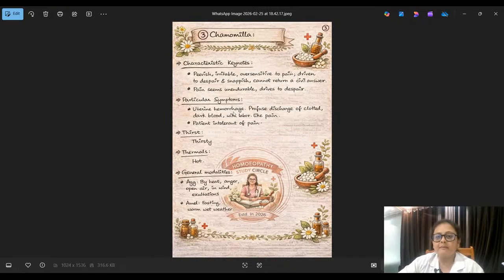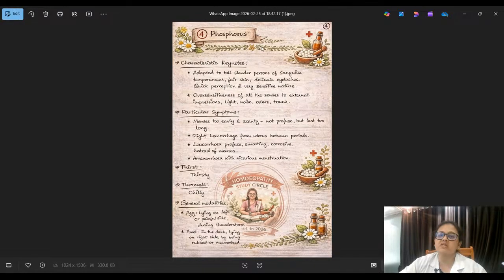Particular symptoms: uterine hemorrhage, profuse discharge of clotted dark blood with labor-like pains. Again, the patient is intolerant of pain. The patient cannot tolerate pain. This is the main problem. The chamomilla patient is thirsty and hot. Aggravation by heat, anger, open air, in wind, and exaltations. Exaltation is extremes of anything. Amelioration by fasting, warm, wet, humid weather. That will make her better. This is about chamomilla. Next, phosphorus.